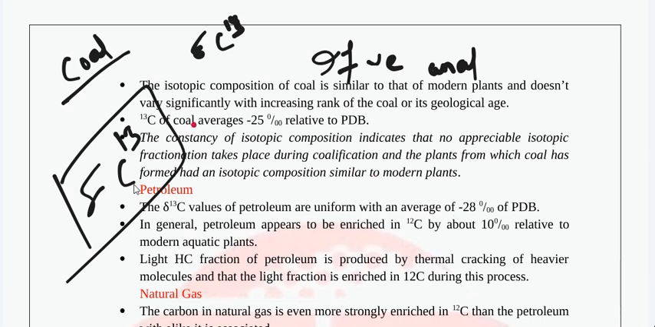Here it is written how much variation there is between the carbon del C13 standard value and other values. Del 13C values for petroleum are uniform, with an average of minus 28 per thousand of PDB.